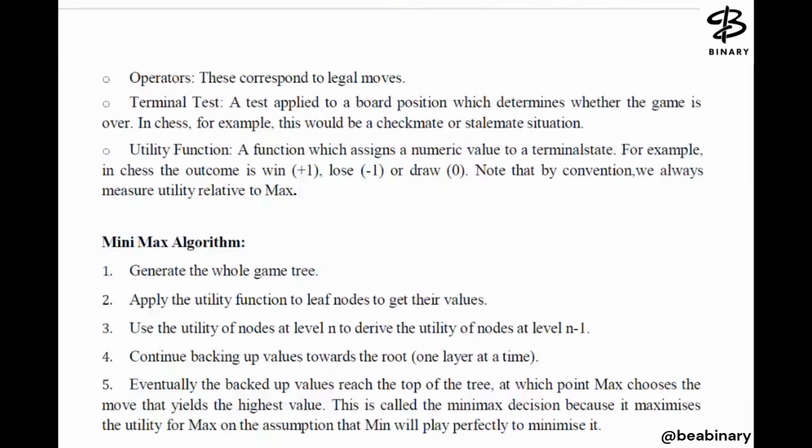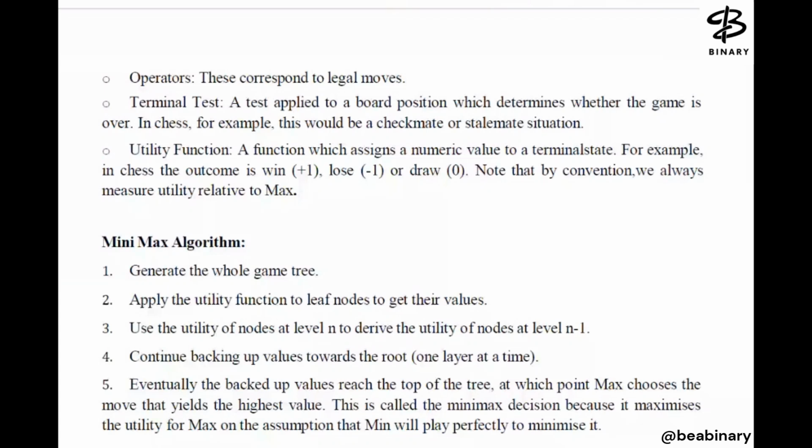Then we are talking about a utility function. What's a utility function? A function which assigns a numeric value to a terminal state. For example, in chess, the outcome is +1 for a win, -1 for a loss, and 0 for a draw. So what is the terminal state here? When we implement any game, we decide what the final value of the terminal state will be, whether it's +1, -1 or 0.